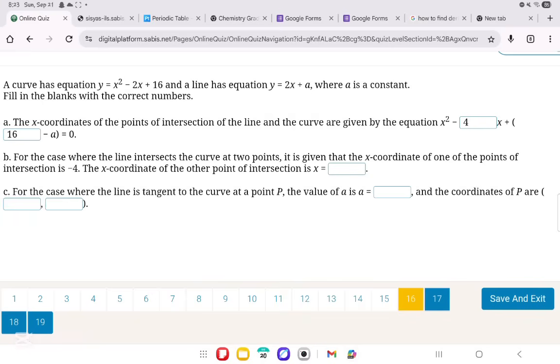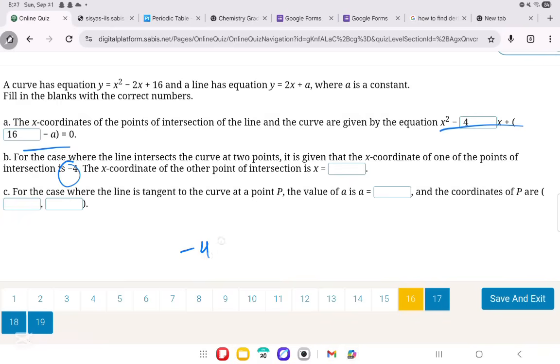For part B, for the case where the line intersects the curve at 2 points, it's given that the x-coordinate of one of the points of intersection is minus 4. What is the x-coordinate of the other point of intersection? So very simply, for part B, look what I'm going to do. They said that one of the points of intersection is minus 4. And we know that if one of the points of intersection is given, that means if we substitute it in this equation, it's supposed to give us an answer of 0.